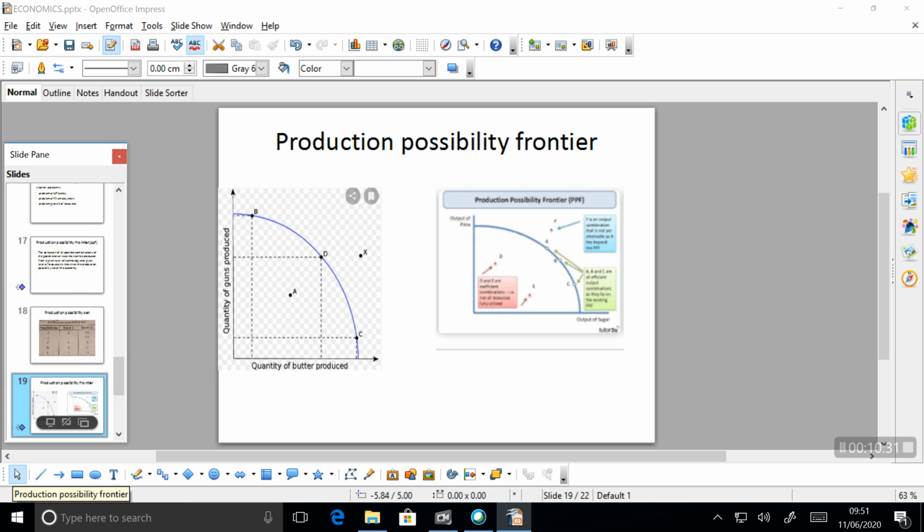Then this production possibility set can be drawn in a graph, which is known as the production possibility frontier. The graph of the production possibility set is known as the production possibility frontier. What is the shape of the production possibility curve? Concave. With the quantity of butter produced and guns produced on the x-axis and y-axis, we join all these points and get a curve. That curve is known as the production possibility frontier.